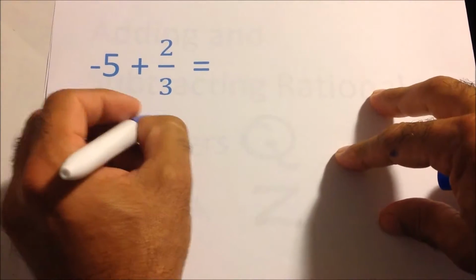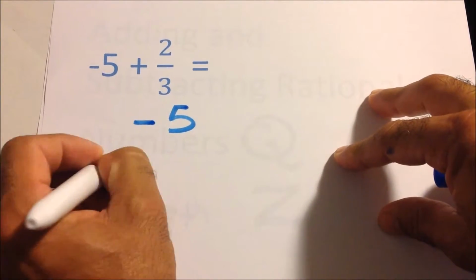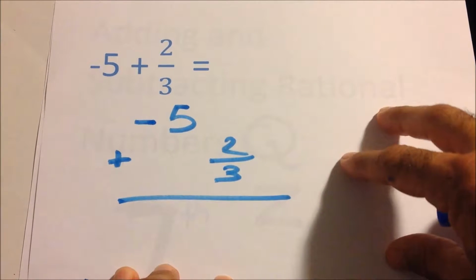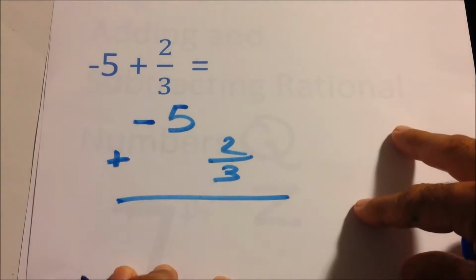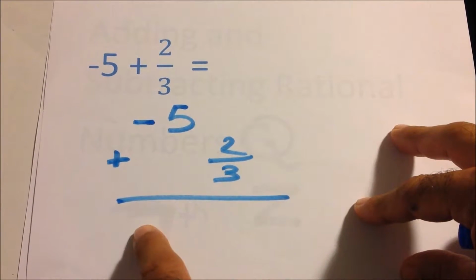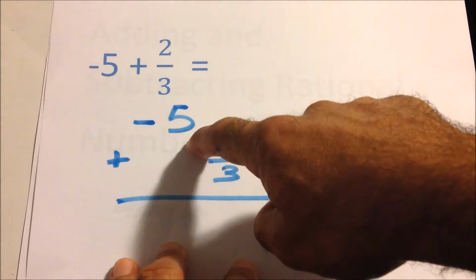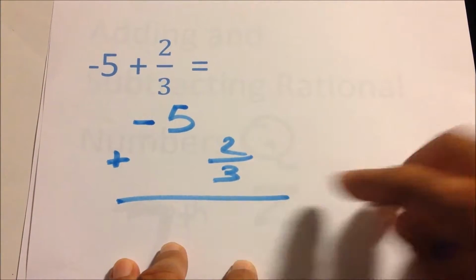So I can say -5 plus 2/3. And we can do it like that. Now here's a common mistake. You just can't bring that 5 down. You can't just say it's -5 and 2/3. No. Remember, you owe $5 and someone's given you 2/3.